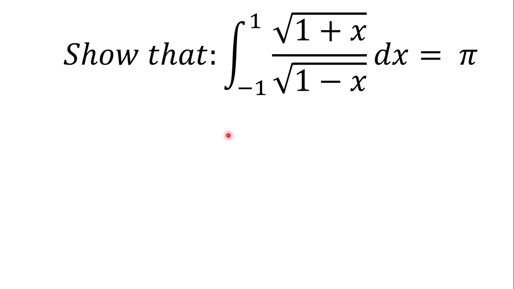Today in this video we'll be looking at how to show that this definite integral here is equal to pi. As the question states, show that this definite integral which goes from -1 to +1 is equal to pi. So without wasting much time, let's get started.